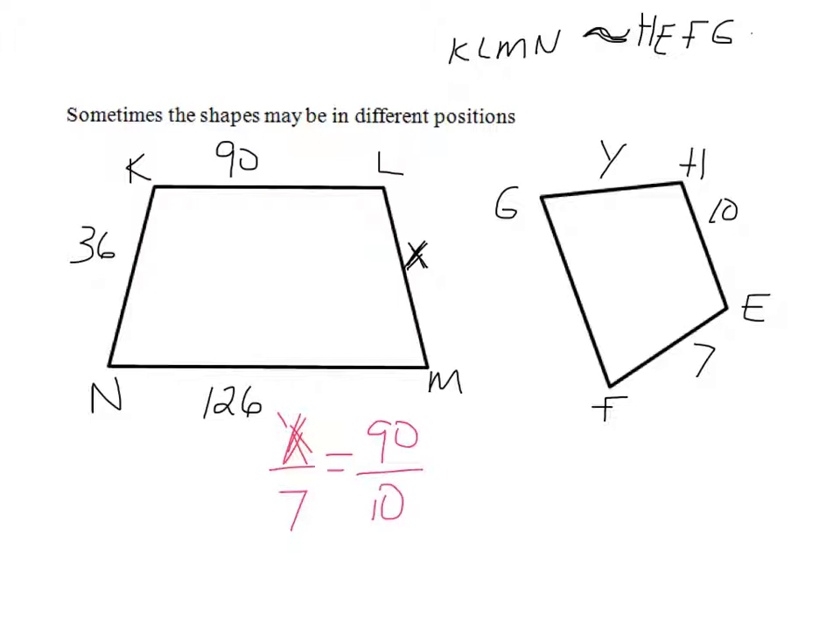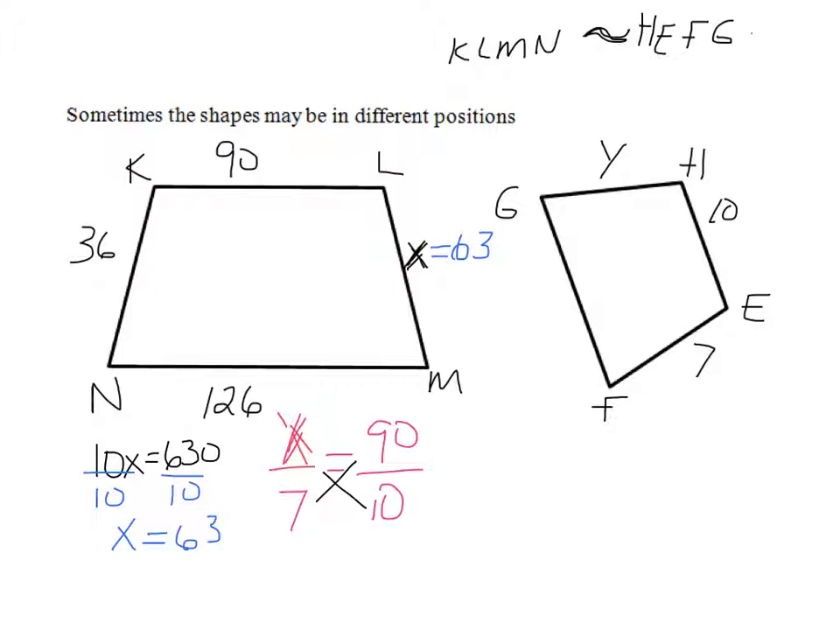And you know what to do now, you cross multiply. 10 times x is 10x. 7 times 90. Well, I think 7 times 9 is 63, so I add a 0, which would be 630. Divide by 10, and I see that x equals 63. So the missing side for x is 63.